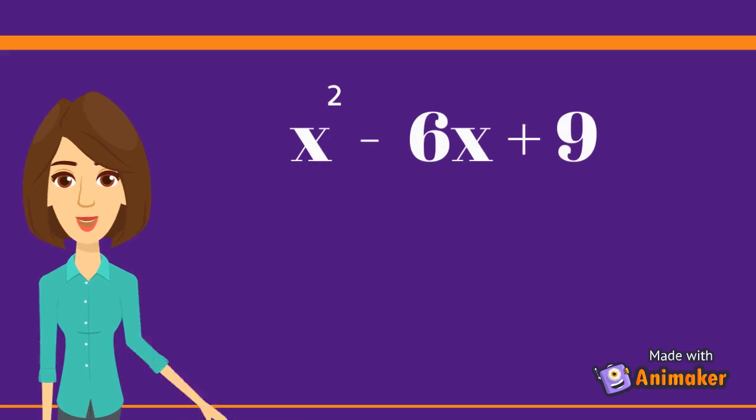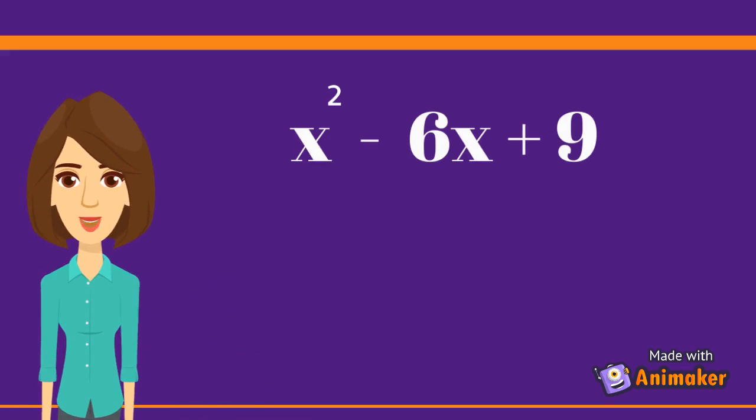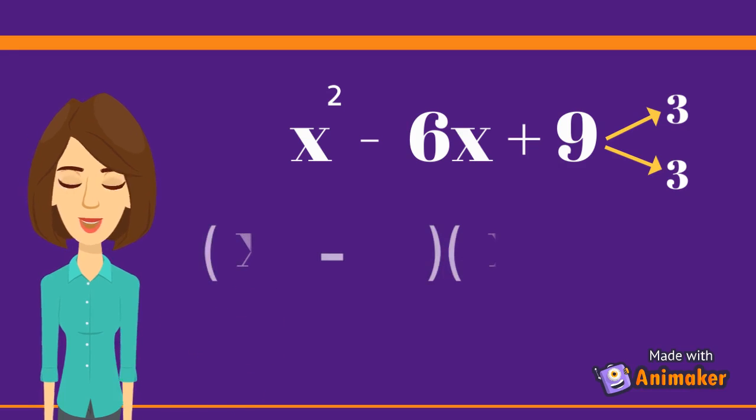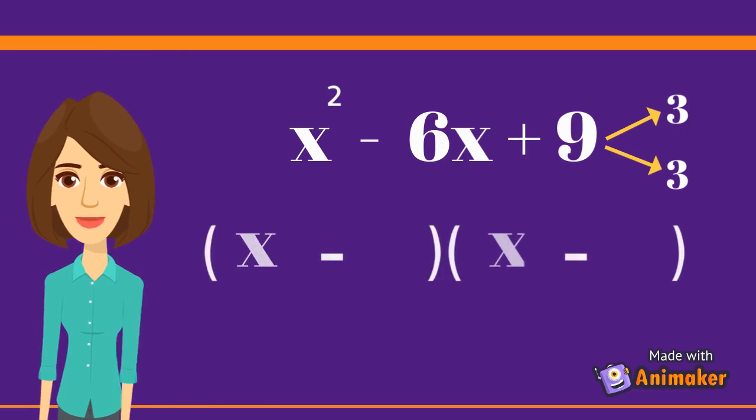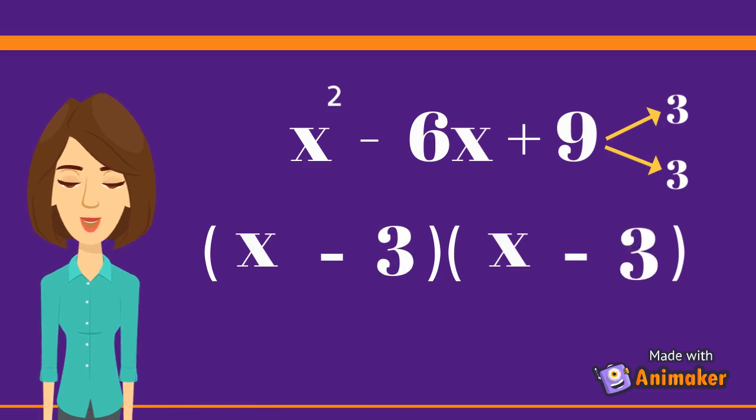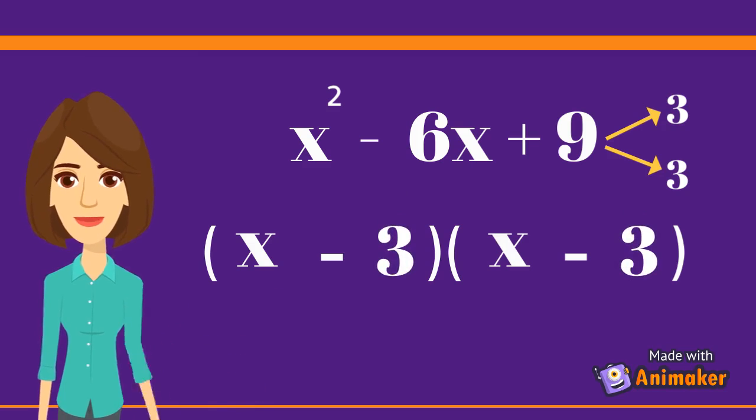9, the last term, is positive. This means we have two equal signs and has the factors 3 and 3. The middle term is negative 6x. So, according to the sign of the middle term, I will choose two negative signs inside the brackets. If we add negative 3 and negative 3, we will get the middle term negative 6x.